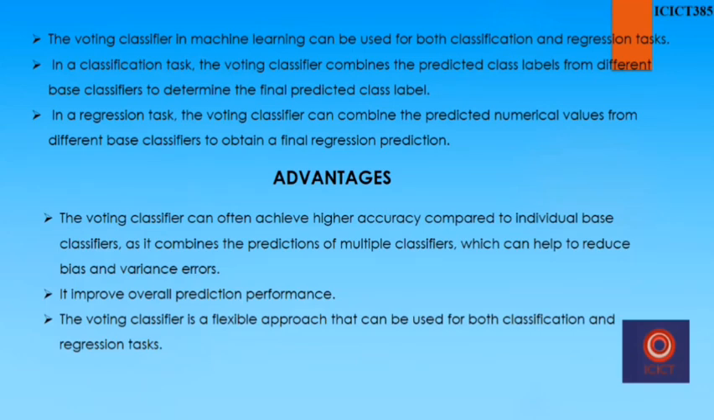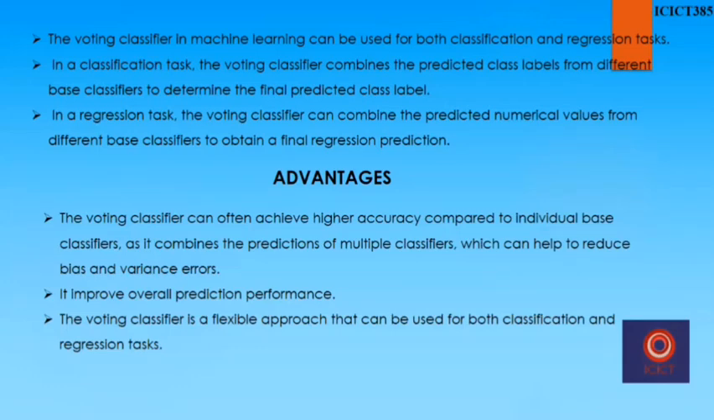In the classification task, the voting classifier combines the predicted class labels from the different base classifiers to determine the final predicted class label. In the regression task, the voting classifier can combine the predicted numerical values from different base classifiers to obtain the final regression prediction.